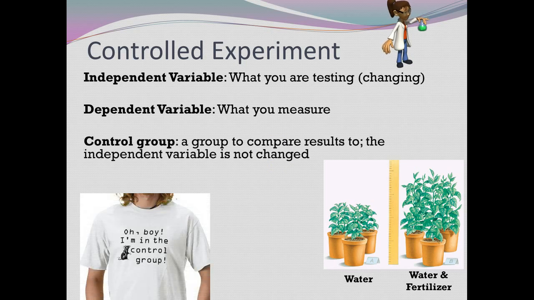And finally, we have a control group. This is what you compare everything to, where the independent variable, fertilizer, is not actually changed. So in this case right here, my control group is group A. It's also called the normal group.